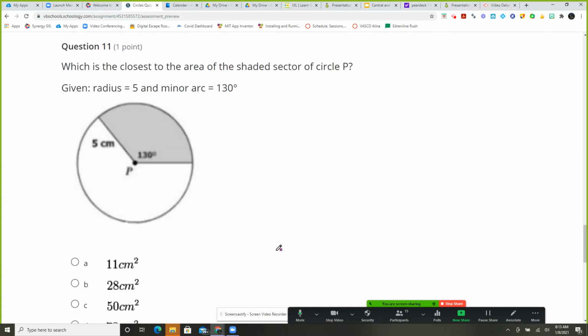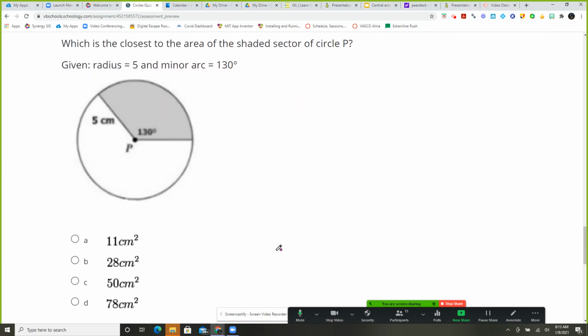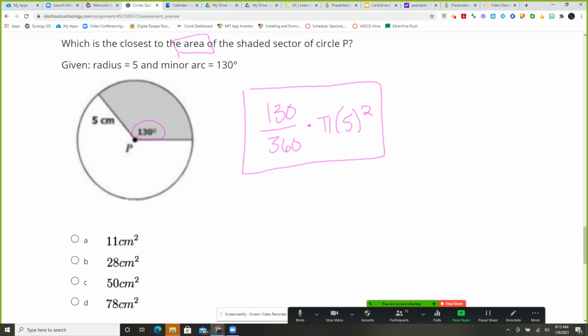What's the closest area of the shaded sector? So the radius and the arc. So we're going to use our arc, 130 divided by 360. And then we want area, so we're going to use the area formula, pi r squared. There's no pi's in the answer choices, so you just let your calculator do the heavy lifting. Put all that into the calculator and get the right answer. And you're going to round to the closest number. Questions on that one?